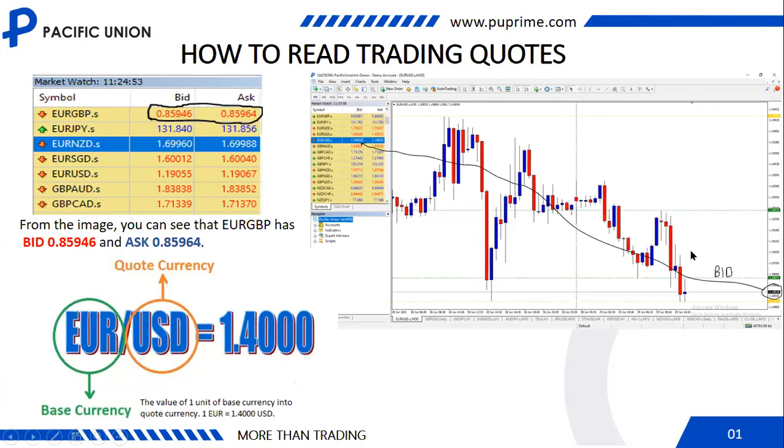So what does it mean? Now let's look at this chart. Look at this MT4 chart we have. So this is the price. Whatever you're seeing here is called the price, and whatever you're seeing here is called the time. So this is the price against the time.